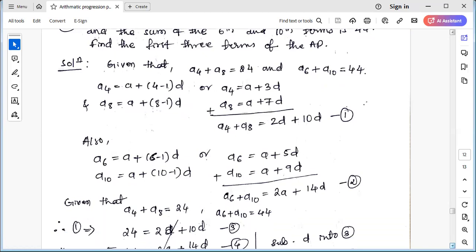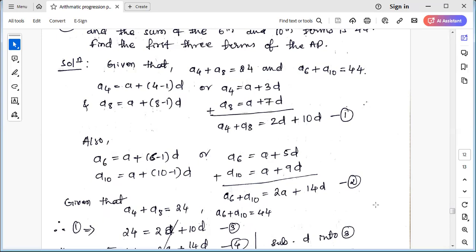So by adding these two, again, I will get another equation. A6 plus A10 from the LHS side is equal to A plus A, 2A plus 5D plus 9D, 14D. So this is equation 2. Next, given that A4 plus A8 is equal to 24 and A6 plus A10 is equal to 44.